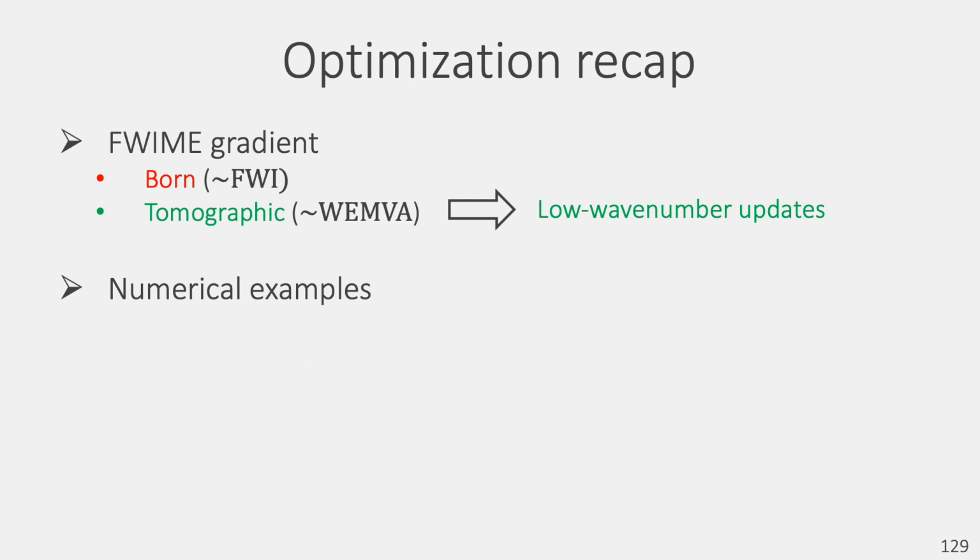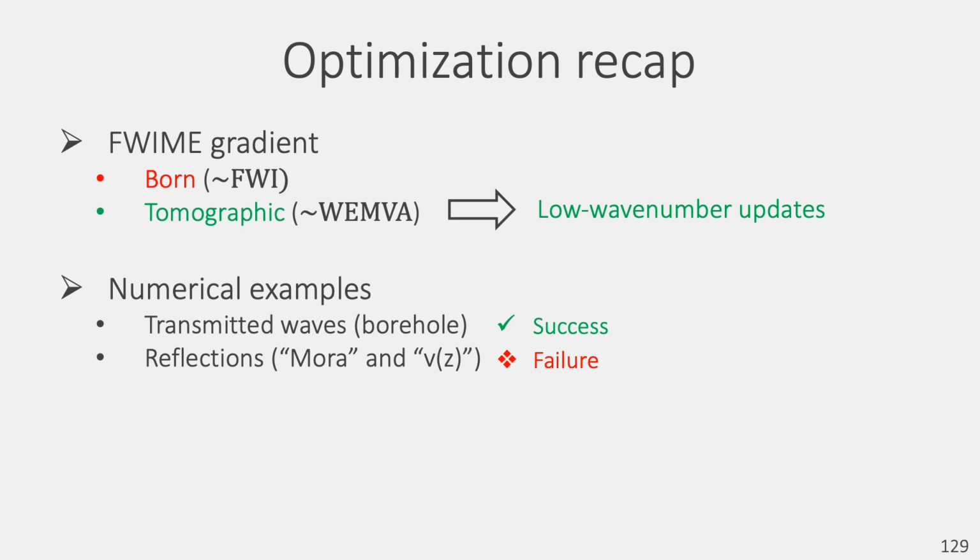Then we tested FWME on three examples. We successfully inverted transmitted waves in the borehole experiment introduced in the previous video. However, we saw that for the Mora example and the V of Z model, we failed at converging to the global solution. However, we saw that things are not completely hopeless.